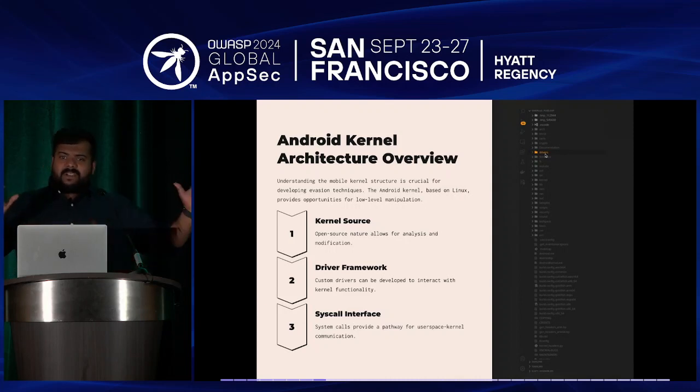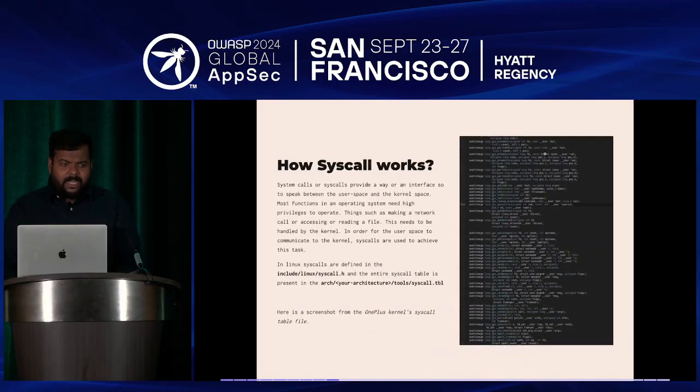So like moving a file from one directory to another directory, the user space sends out that signal to the kernel space saying, hey, I want to move this file from here to here. The kernel does that. So the communication between user space and kernel space happens via syscall, right? A little bit about how these syscalls work, right? System calls or syscalls provide a way or an interface to speak between these two spaces, right?